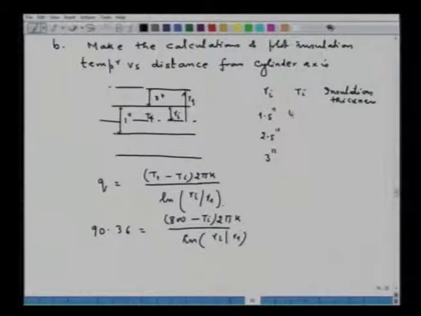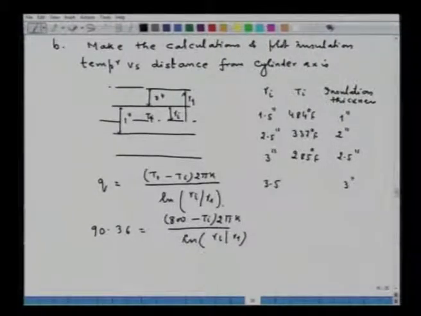So, Ti will come 484 degree Fahrenheit, 337 degree Fahrenheit and 285 degree Fahrenheit. Insulation thickness will be 1 inch, here it will be 2 inch, here it will be 2.5 inch and at Ri equal to 3.5, insulation thickness is 3 inch. What will be the temperature? This is at 240 degree Fahrenheit, that is given. So, this temperature is given as 240 degree Fahrenheit.